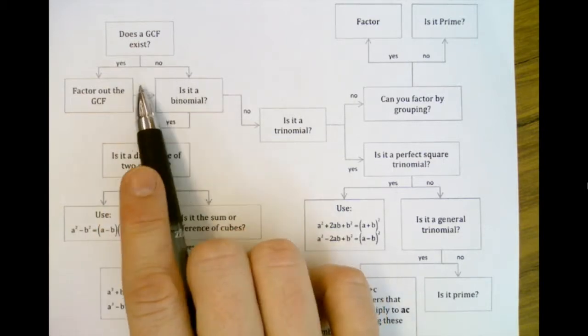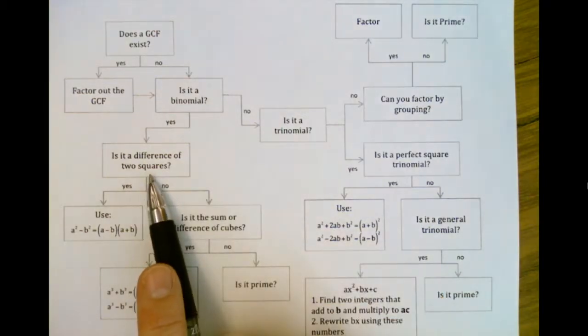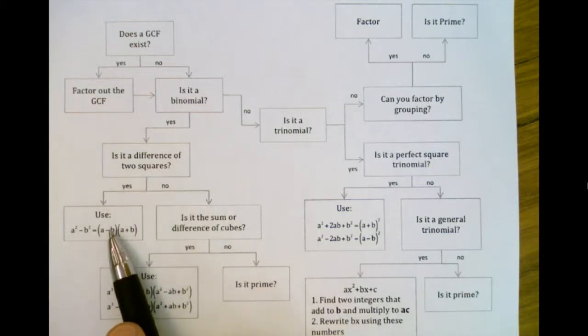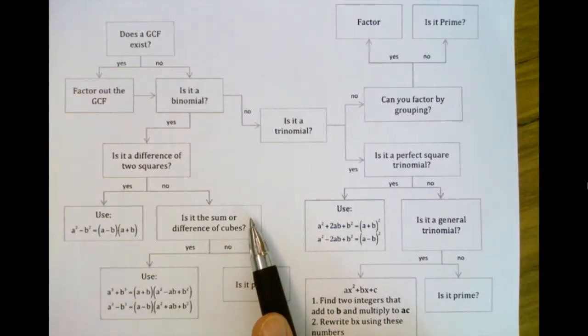Once you've thought about common factor, the next question is: is it a binomial? If it is a binomial, the type of factoring that we can do, aside from common factoring, which we did first, is factoring a difference of squares. If it is a difference of squares, we're going to use the difference of squares pattern. If it's not a difference of squares, it could be something called a sum or difference of cubes, but we aren't going to use much of that this year. So essentially, if it's a difference of squares, that's the only type of 2-term factoring we're going to do.